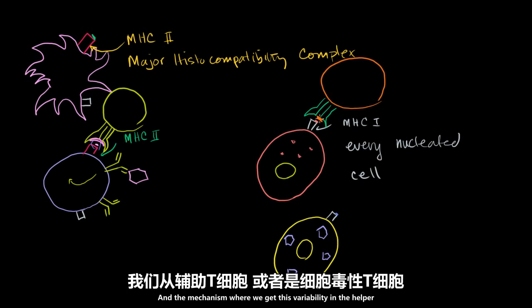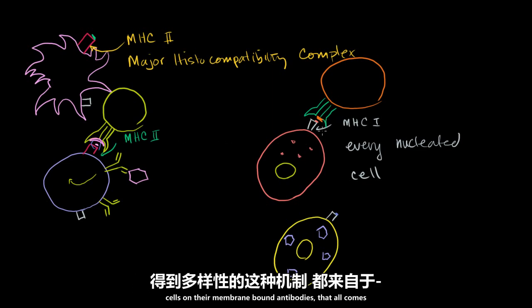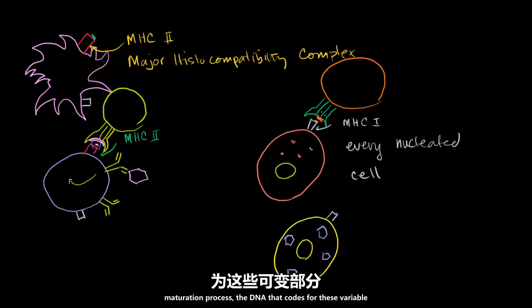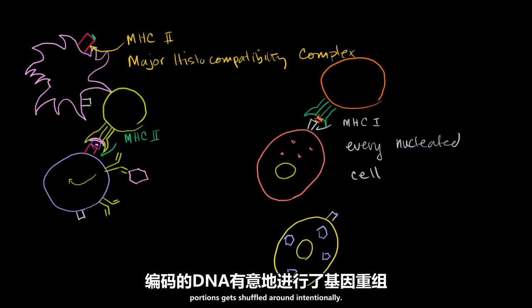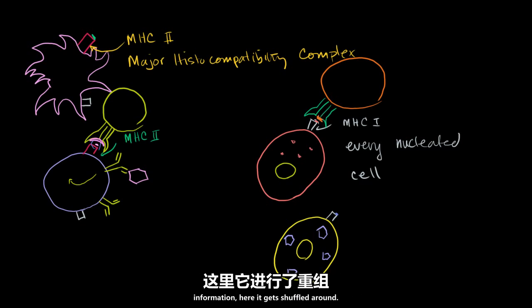And the mechanism where we get this variability in the helper T cells or the cytotoxic T cells, or as you saw in the B cells on their membrane-bound antibodies, all comes from their development stage. In the maturation process, the DNA that codes for these variable portions gets shuffled around intentionally. So normally we're always trying to preserve DNA information. Here it gets shuffled around.